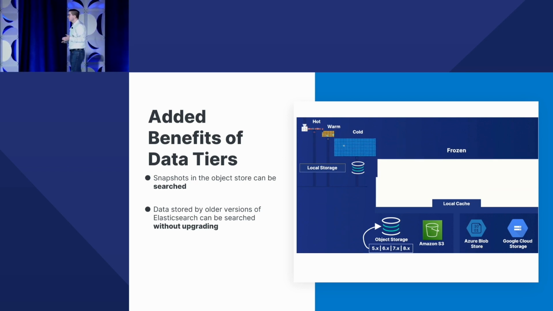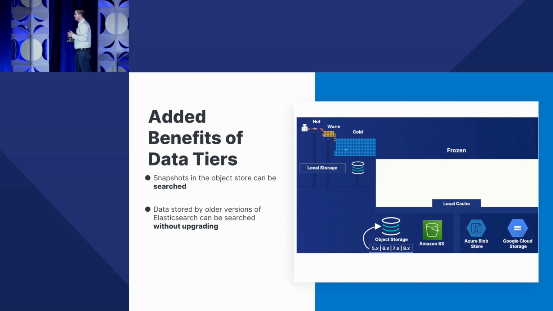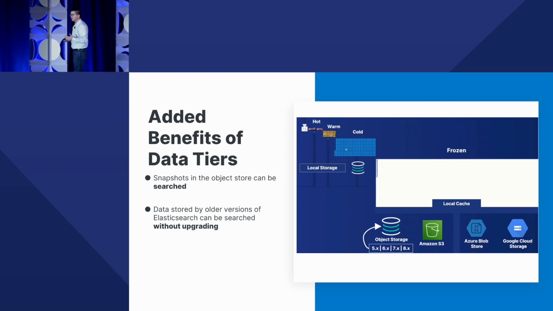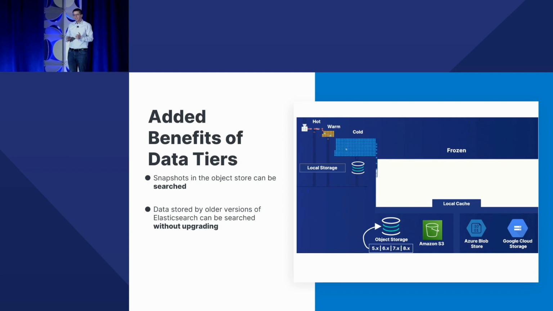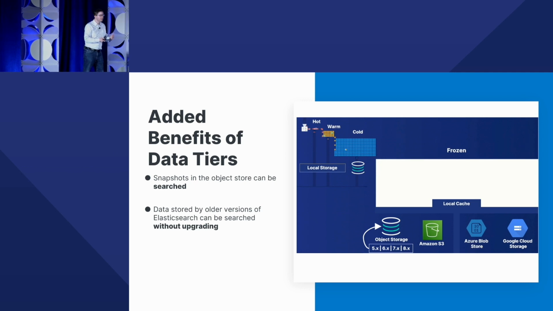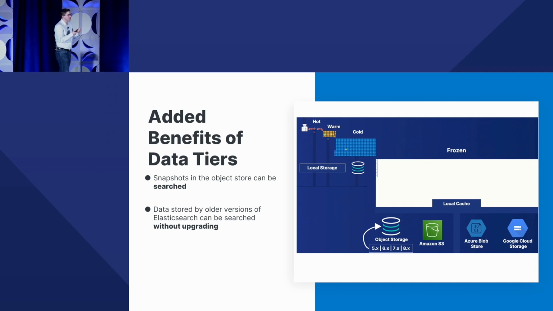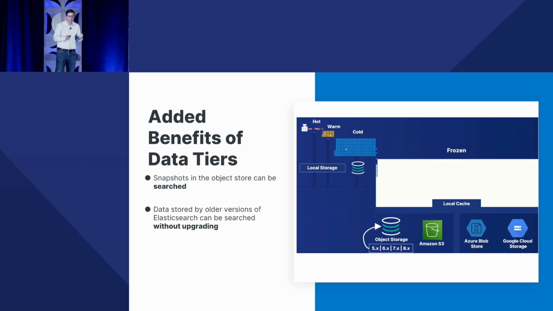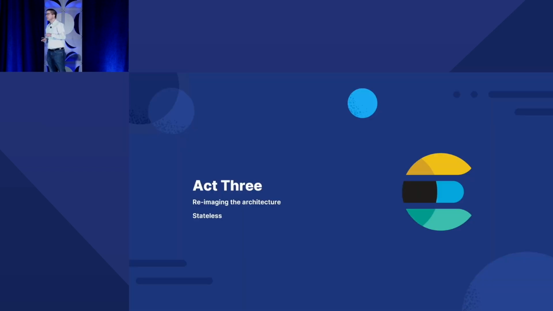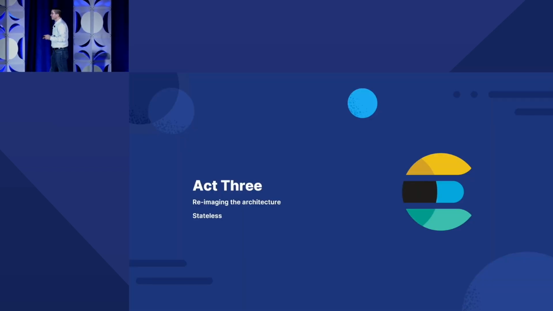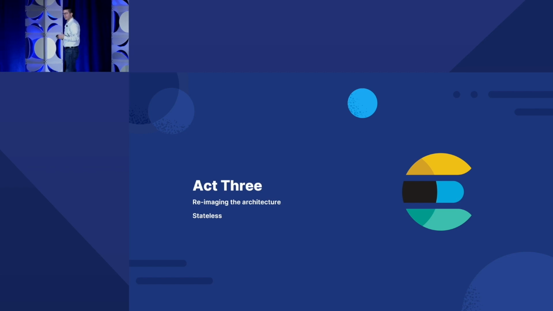But what's interesting, one of the things that we found was the performance, the speed that you get of querying the object store was actually not as bad as you might think. And then we started to ask ourselves some questions. Maybe we could use this more. Maybe we could rely even more on the object store to further decouple compute and storage for more of the architecture. And that's exactly what we're going to talk about next, which is the stateless architecture for Elasticsearch.